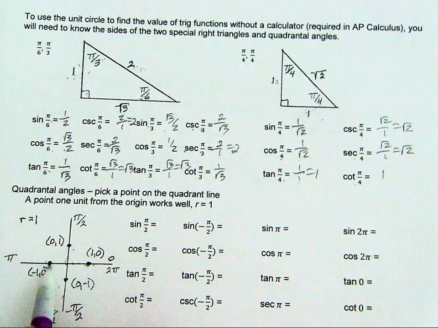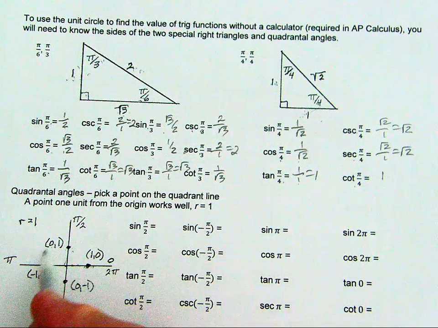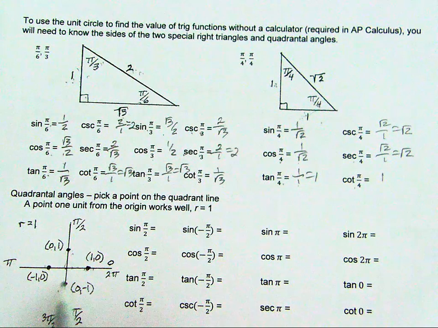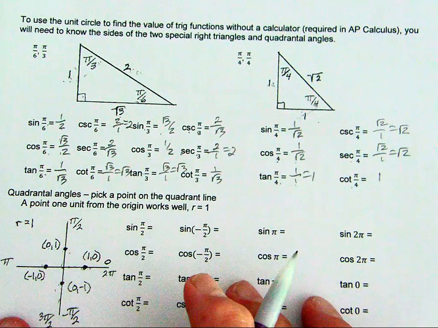X is 0, y is 1, r is 1. At pi or negative pi, we use negative 1, 0. X is negative 1, y is 0. At 3/2 pi or negative pi over 2, we use 0, negative 1. On each one of them, r is 1. Remember, r is always positive because it's just a length.